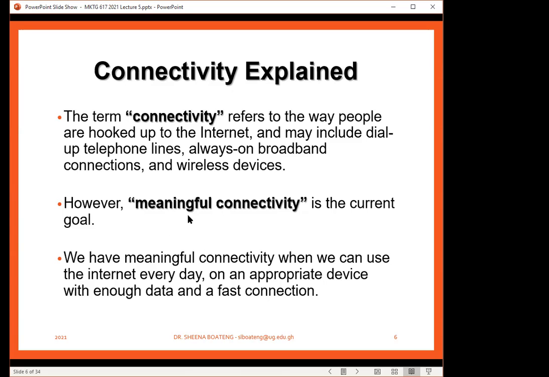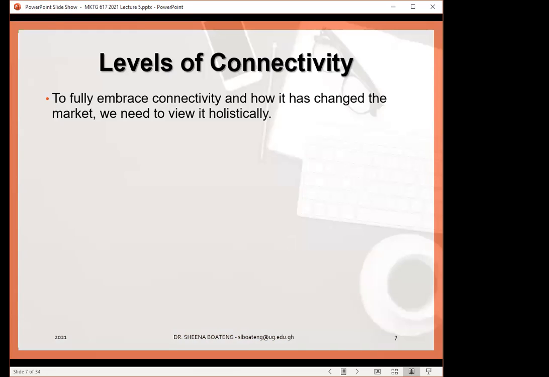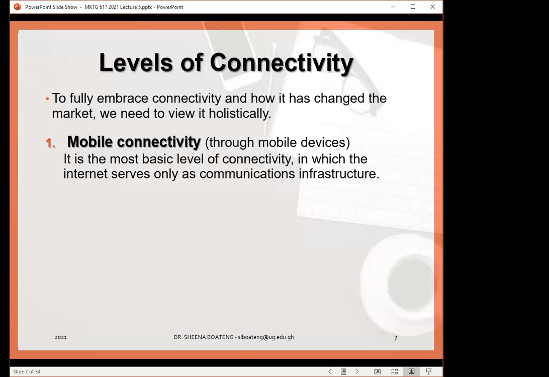So now that we understand the concept of connectivity and what it means to be meaningfully connected, let's look at certain levels of connectivity that we as e-marketers need to be cognizant of, following from this understanding of connectivity and meaningful connectivity. Starting from the level of mobile connectivity.